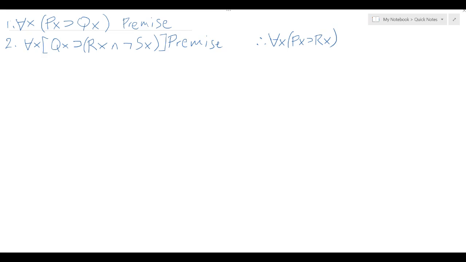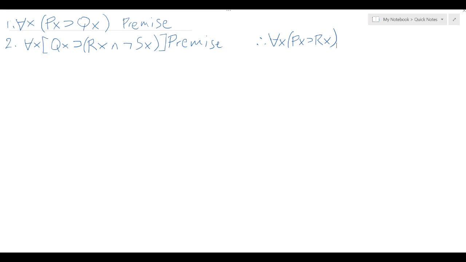So here we have an argument. I've already written it down to start the proof. The first premise is for all x, if px then qx. And the second premise is for all x, if qx, then rx and not sx. And we need to prove for all x, if px, then rx.